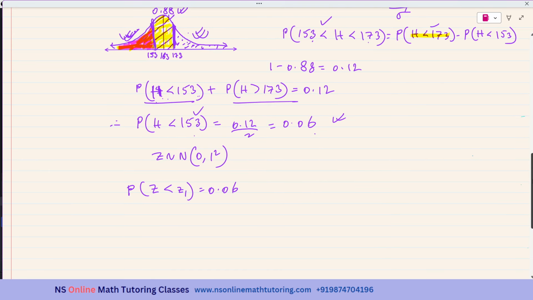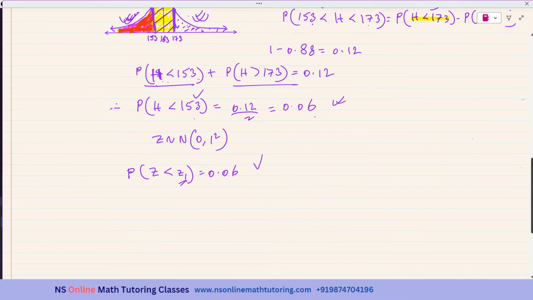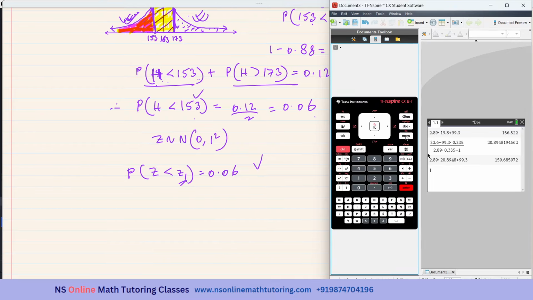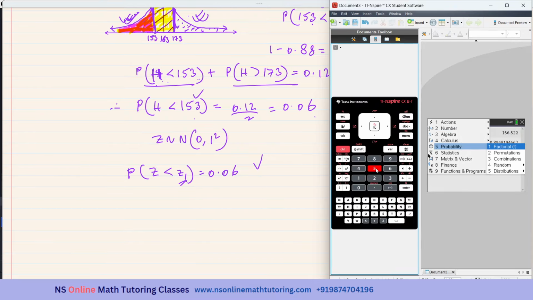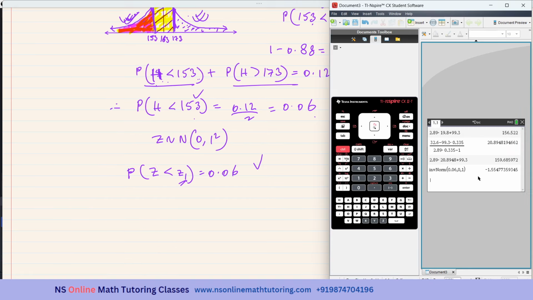Now you see the similarity between this equation and this equation. Over here, K was unknown. In this case, Z1 is unknown, but the mean and standard deviation are known. So we have to use the calculator to get the value of Z1. Menu, then number 5 probability, number 5 distribution, and since the probability is given, we use inverse normal, number 3. The area will be 0.06, the mean is 0 and the standard deviation is 1.